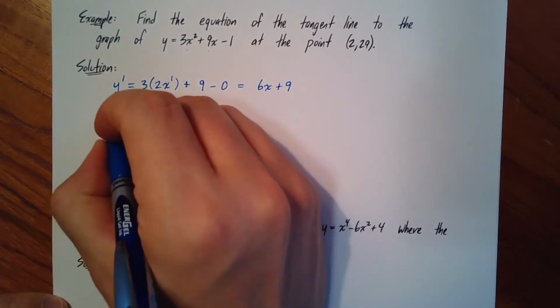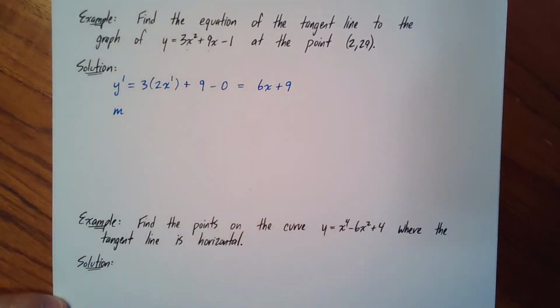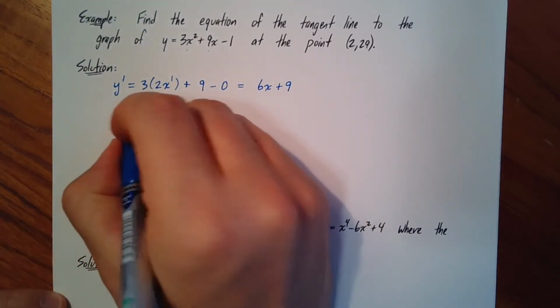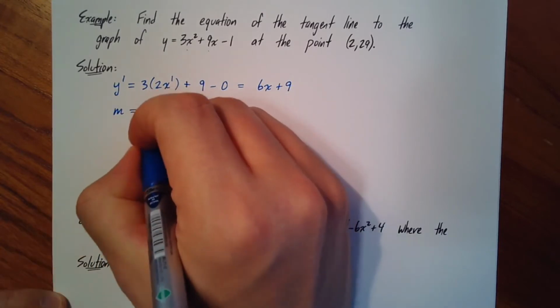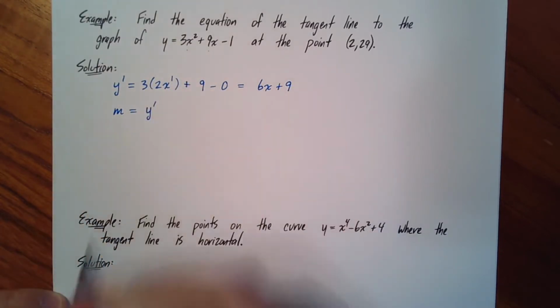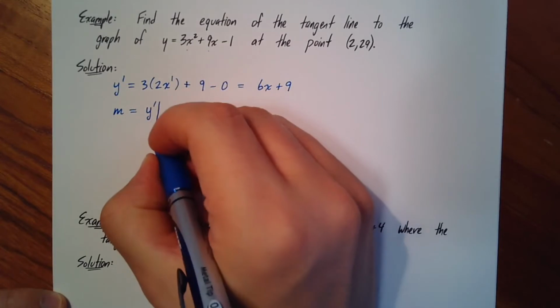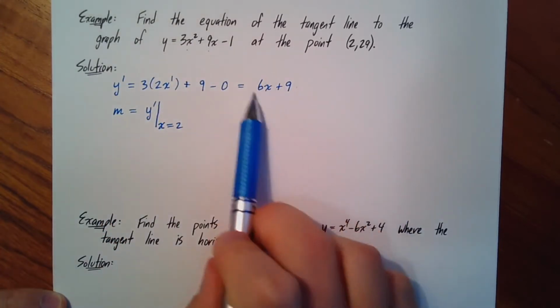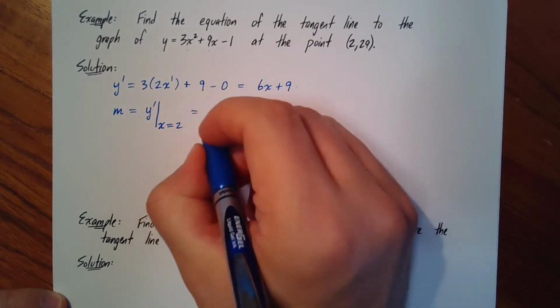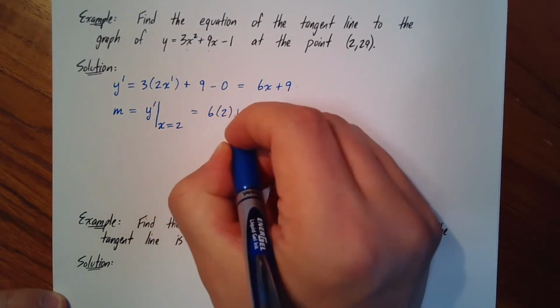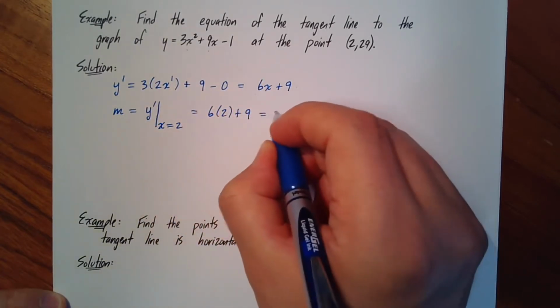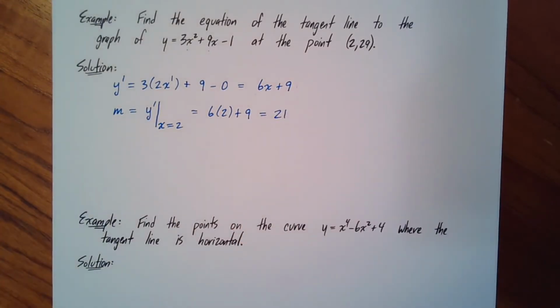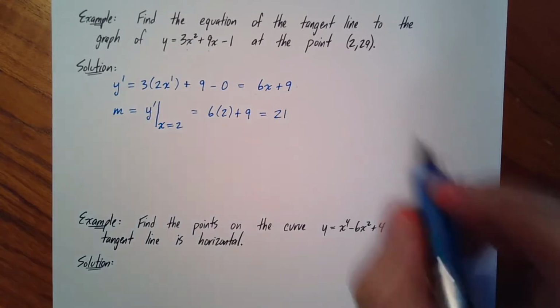So there's our slope, and I'll just call it m because we usually use the letter m for slope. So the slope is going to be given by the derivative of the function y at the particular point x equals 2. So really, just take this expression and plug in x equals 2. So we're going to have 6 times 2 plus 9, which works out to be 21, right? 12 plus 9. Okay, great. That's our slope.